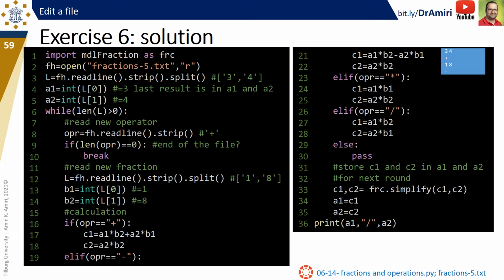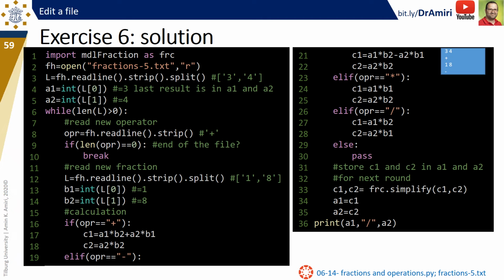So in line 8, we know that this time we are going to get an operator. So I use OPR as the variable to store what this operator is. I execute readline again and strip it, and as a result I'm going to have the operator, and in this case it's going to be plus.